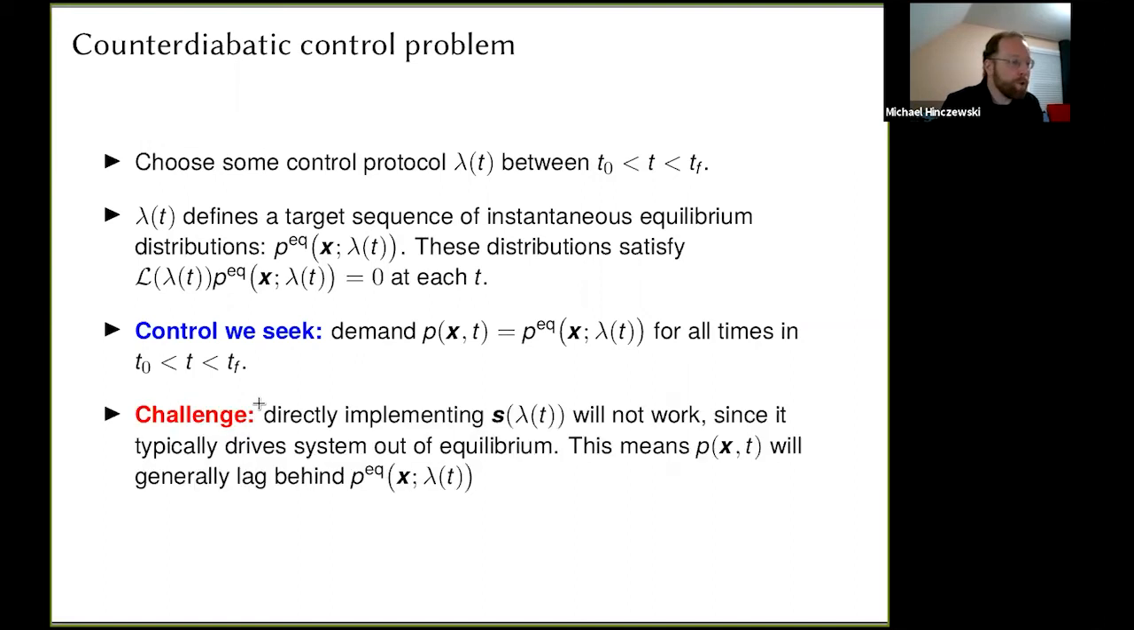And we know the same challenge that we just saw numerically a couple of slides ago: if we just directly implement our original protocol, it will not generically work, because the protocol will drive our system out of equilibrium, and our P will lag behind the equilibrium.